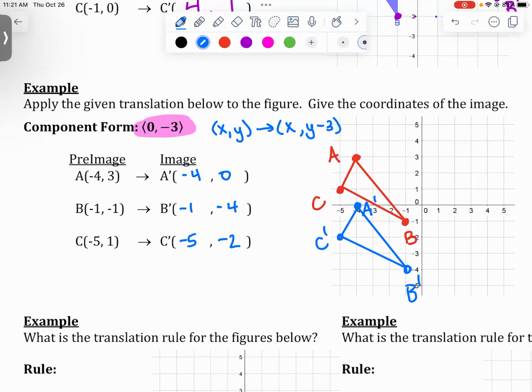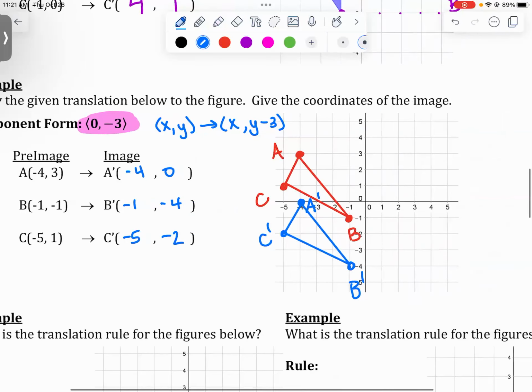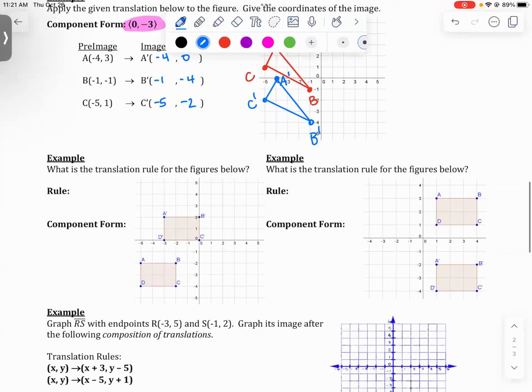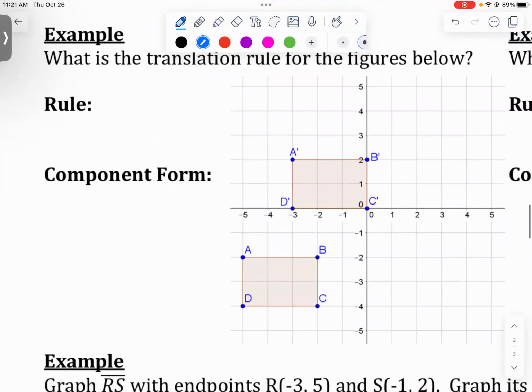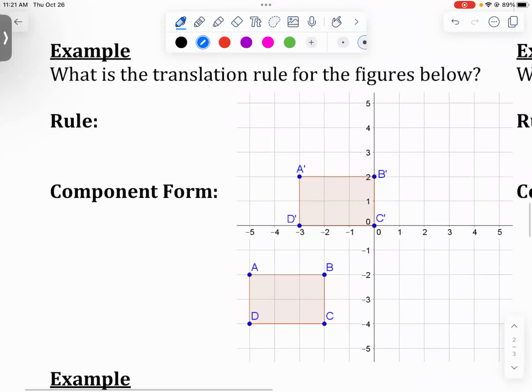Okay, all right, so now what I want you to do is look at this example right here. Don't write anything down. Just tell me how we get from pre-image to image. You and your partner make a decision. How do we get from pre-image to image?